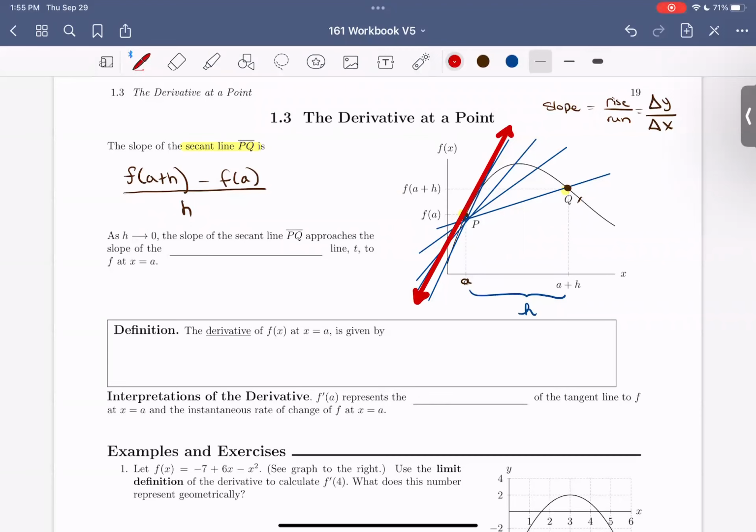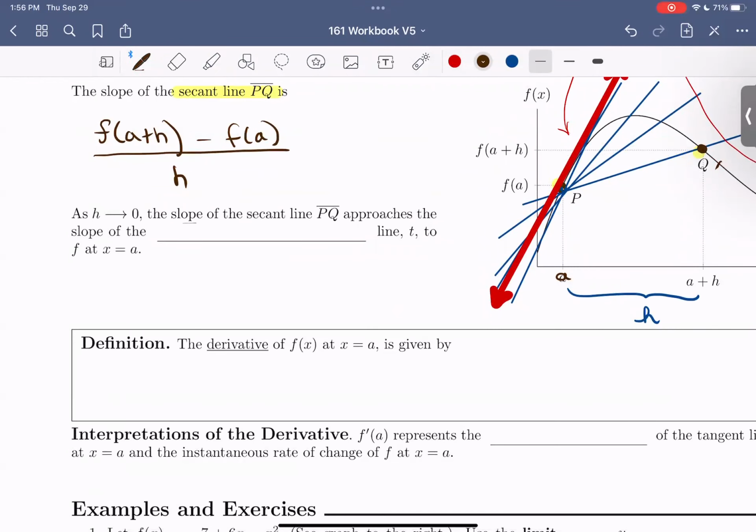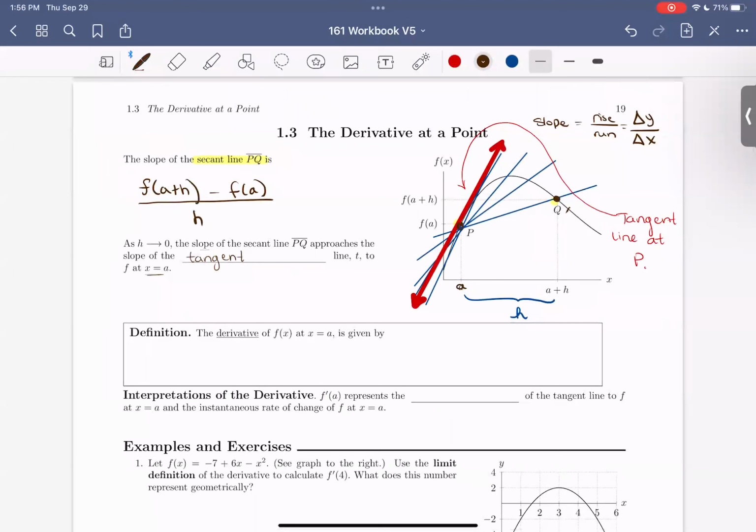And I'm going to write that in. This line is the tangent line of our curve at the point P. And we can fill in our notes here. As h goes to 0, the slope of that secant line approaches the slope of the tangent line. We can call that tangent line T to the curve f at the point x equals a. Now I'm using P to represent that point, but in coordinates, again, the x coordinate of that P point is a.